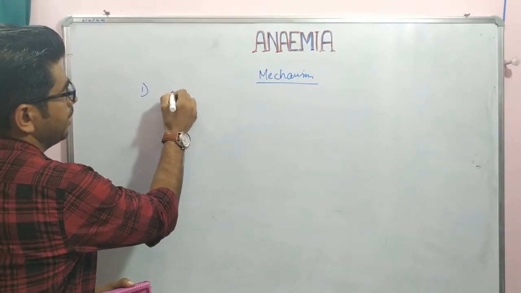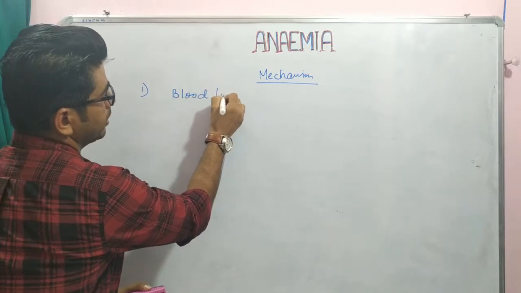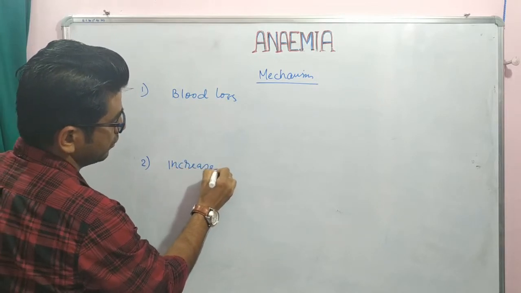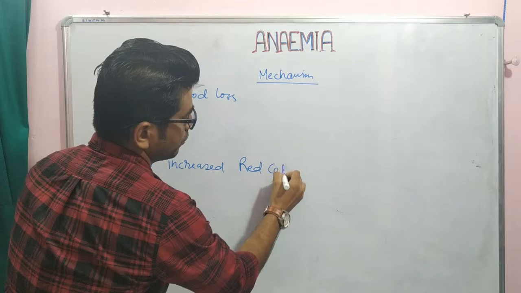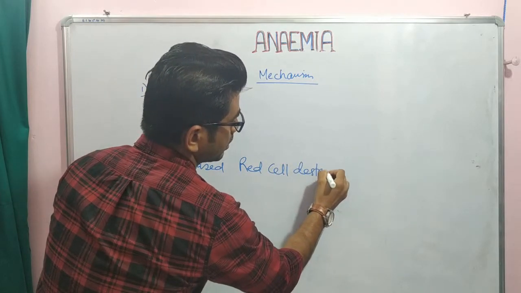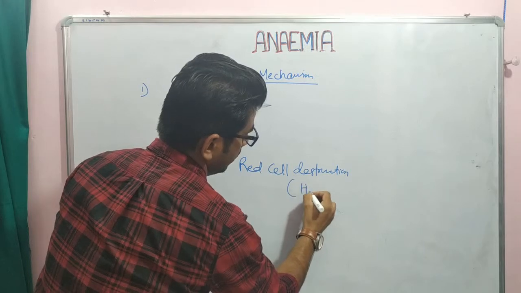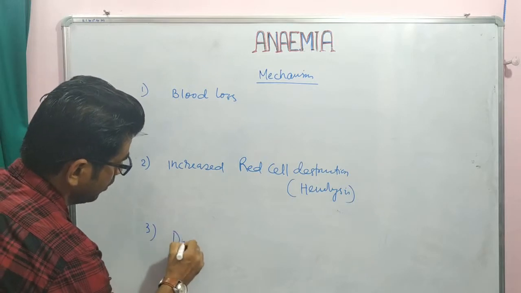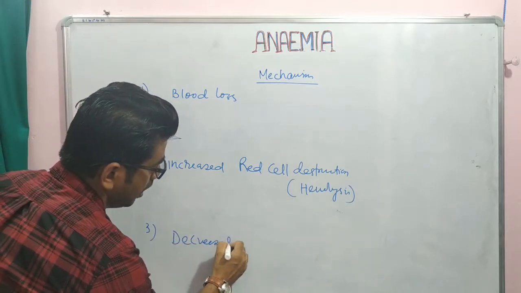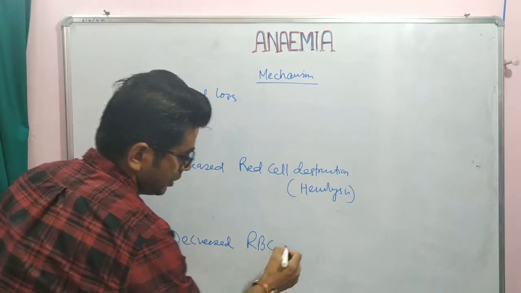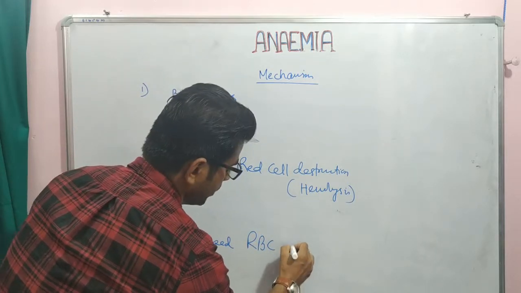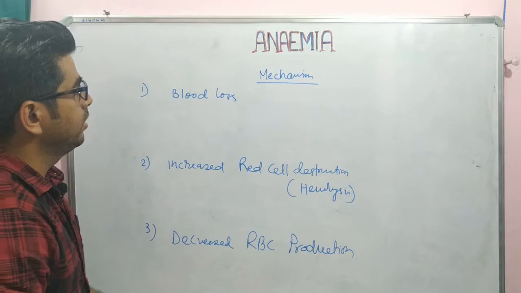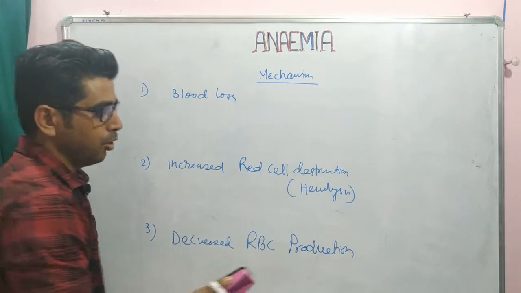Number one is the blood loss. Number two is the increased red cell destruction. We call it hemolysis. These are the headings. And number three is the decreased RBC production. So I will discuss the classification on these three headings. One by one I will discuss the mechanism and the examples of these anemias.